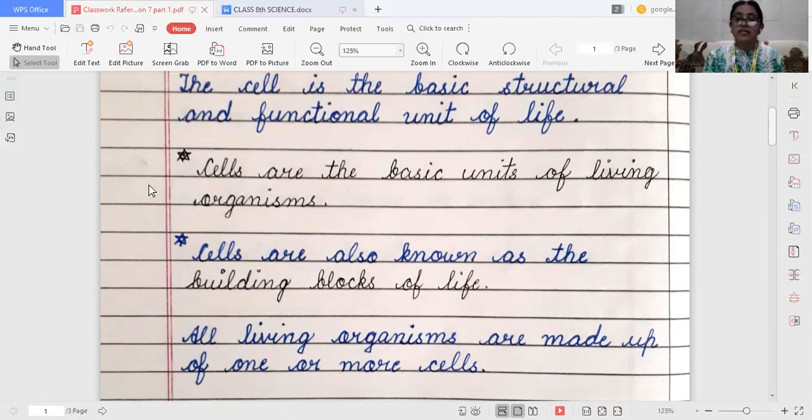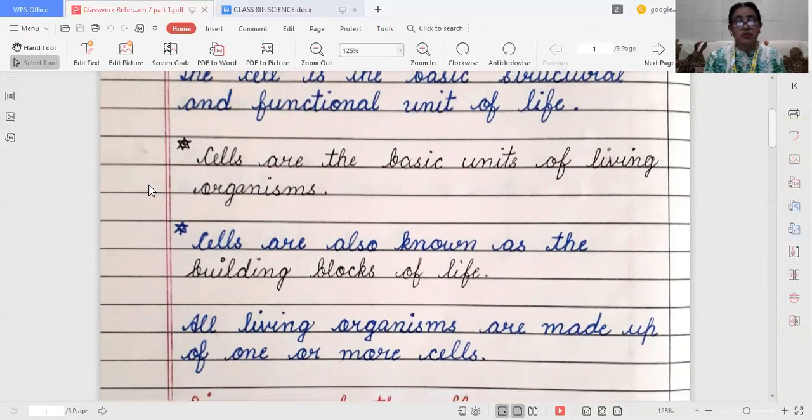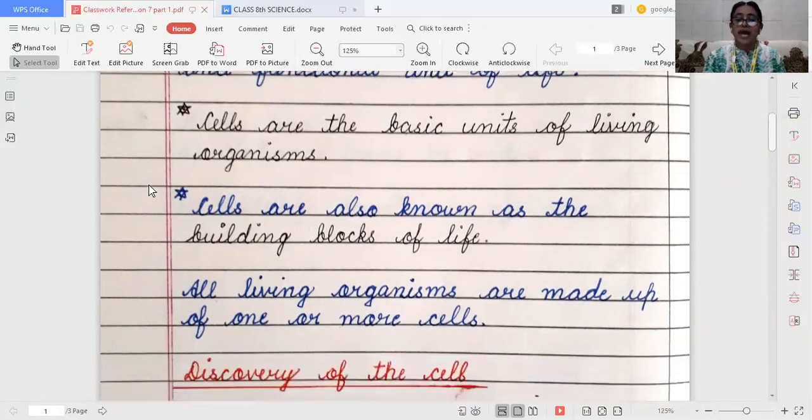If they are of one cell, then it is known as unicellular organism. And if an organism is made up of many cells, then it is known as multicellular animal.